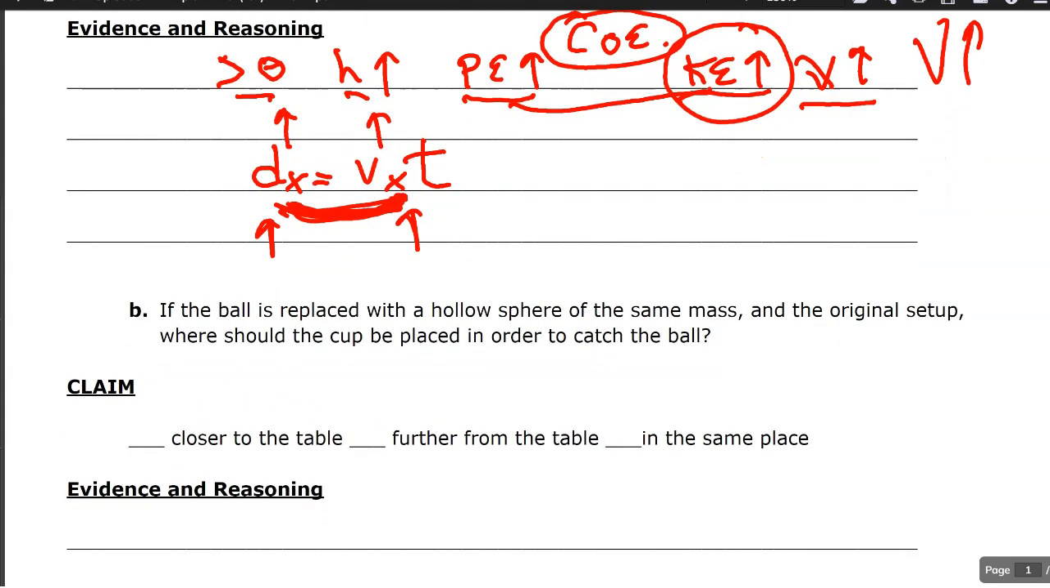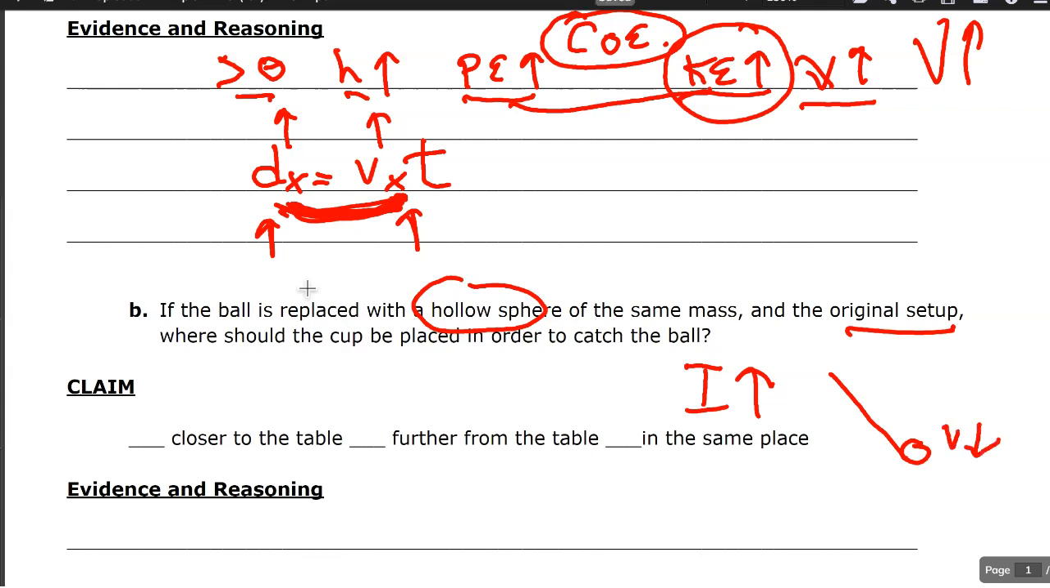Now, the second half is, what if you had a hollow sphere? And you did, under the original setup, would the cup have to be placed further? Well, let's do the physics. A hollow sphere means the moment of inertia would be greater than the solid sphere, and therefore it'd be more difficult to rotate. So the hollow sphere would come to the bottom with a smaller linear velocity, and therefore back to dx equals vx. A smaller linear velocity would mean that you have a smaller horizontal distance.